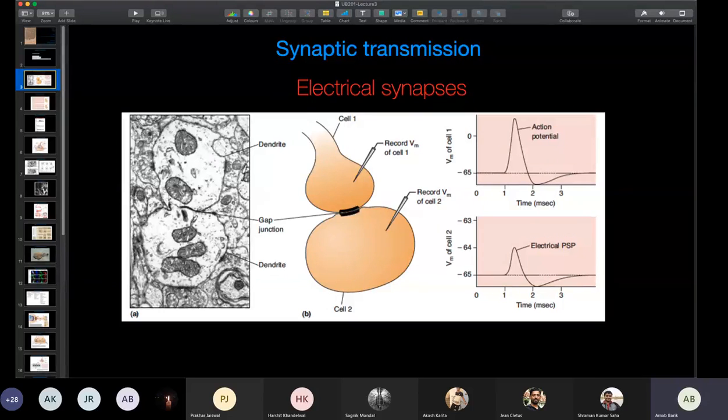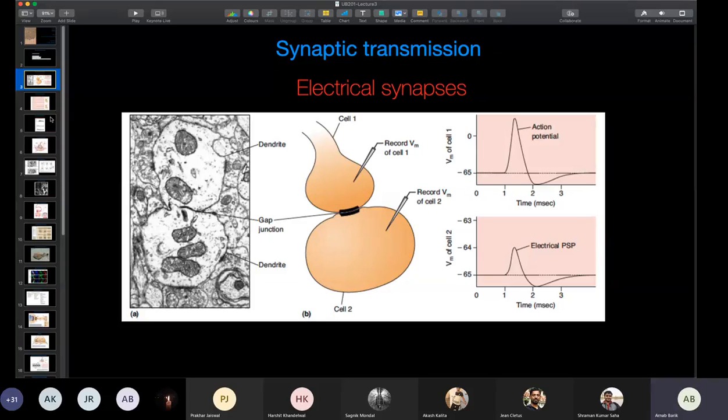So there are primarily two kinds of synapses. In mammals, we mostly have chemical synapses, and also there are some electrical synapses. Most of the synapses in our body, in our nervous system, are chemical synapses, but there are also electrical synapses. So we'll first go over electrical synapses very briefly.